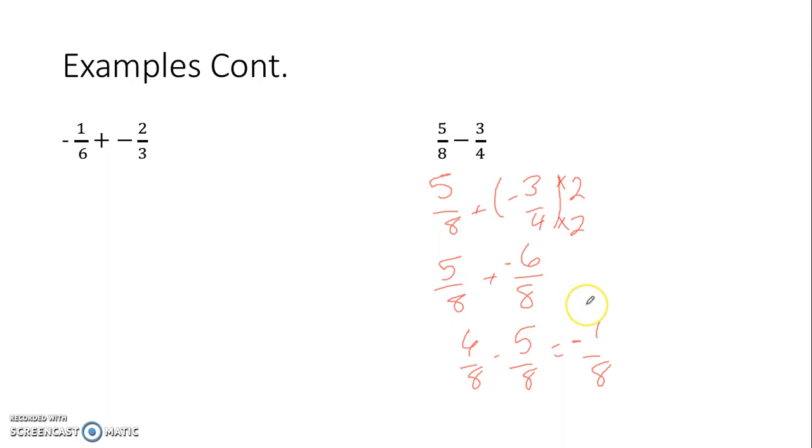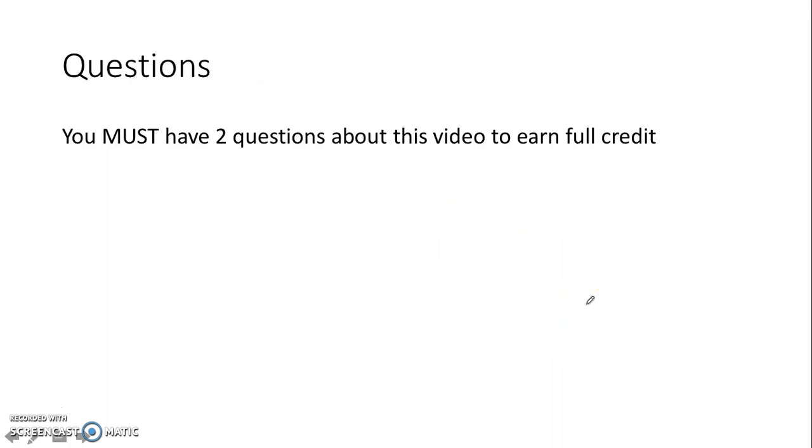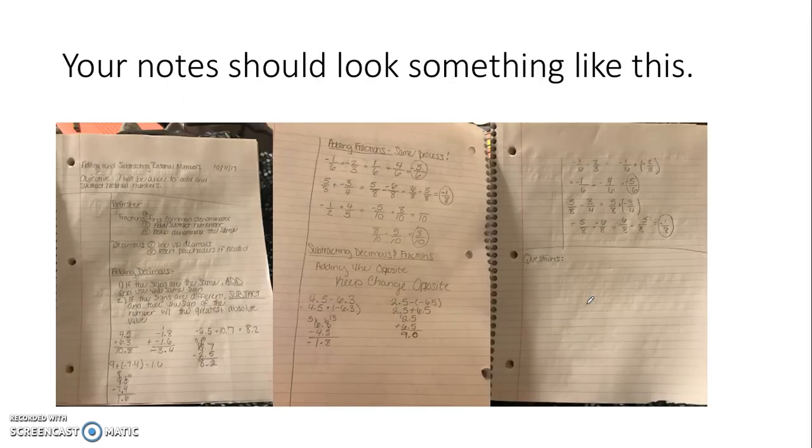So negative 1/8. All right, so remember, you must have 2 questions about this video to earn full credit. A lot of people are missing that step, and that's not good. I'm going to keep getting you those 8 out of 10s. And just for your information, your notes should look something like this. And by something like this, you need to have Cornell style. So if you did not do that, you need to take the time and fix them right now.